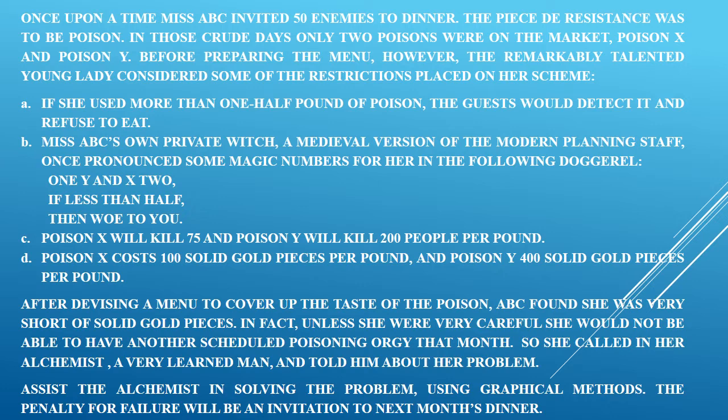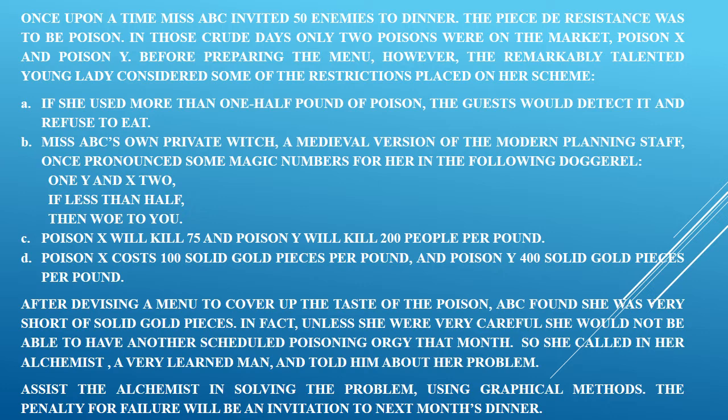After devising a menu to cover up the taste of the poison, ABC found she was very short of solid gold pieces. In fact, unless she were very careful, she would not be able to have another scheduled poisoning orgy that month. So she called in her alchemist, a very learned man, and told him about her problem. Assist the alchemist in solving the problem using the graphical method. The penalty for failure will be an invitation to next month's dinner.